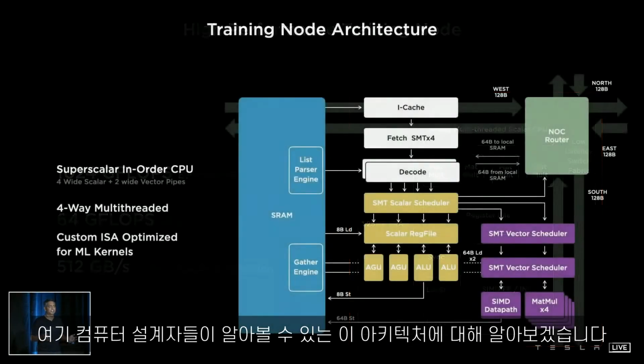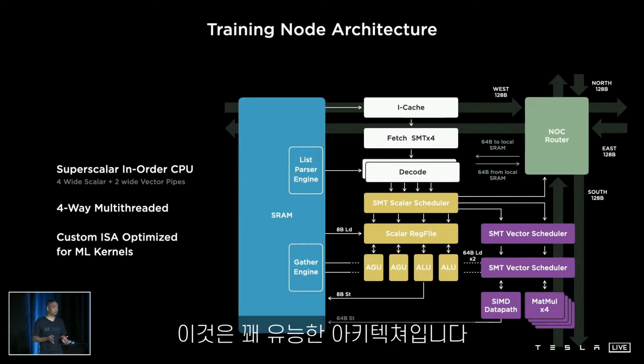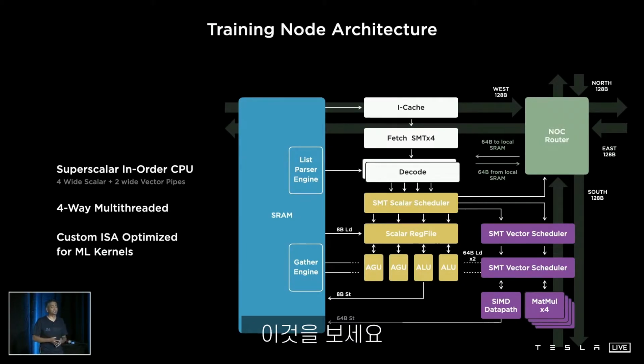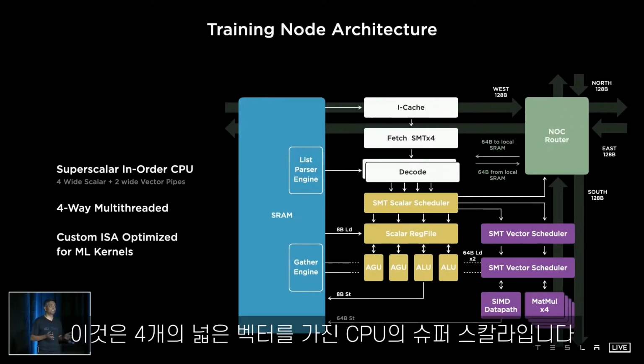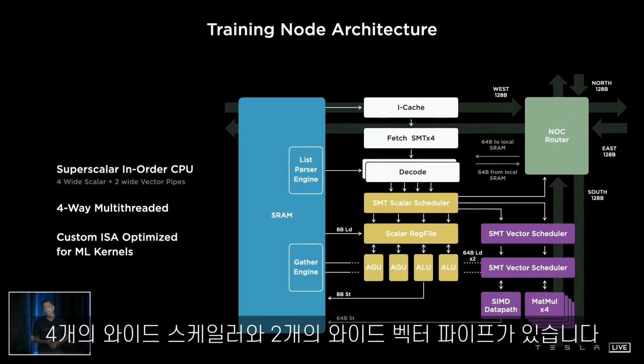So let's look at the architecture of this. The computer architects out here may recognize this. This is a pretty capable architecture as soon as you see this. It is a superscalar in-order CPU with 4-wide vector and 4-wide scalar and 2-wide vector pipes.